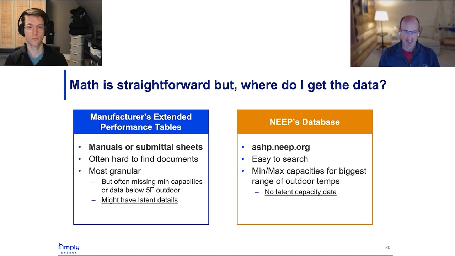So just a shout out to NEEP. They're aware of this and they are trying to figure out how we can get some more latent data into their platform. So between these two sources, you should be able to track down most of what you're looking for, but often you're really going to have to go to those manufacturers' tables to get that latent capacity information. It's amazing to me this isn't more readily available, but I know that's a whole topic for another day.